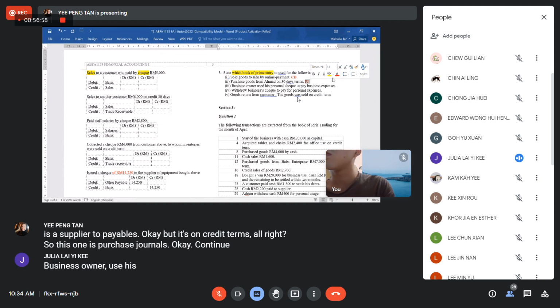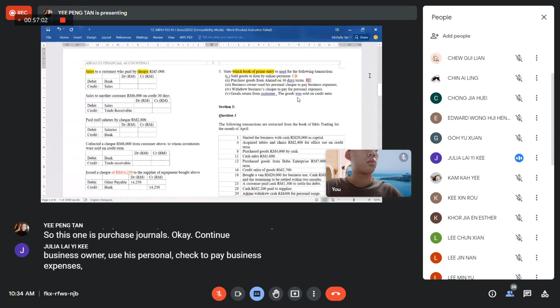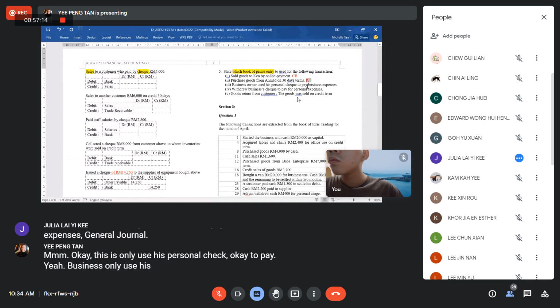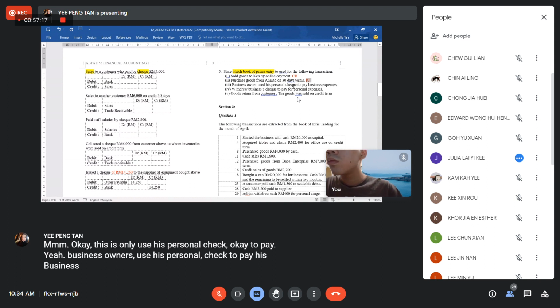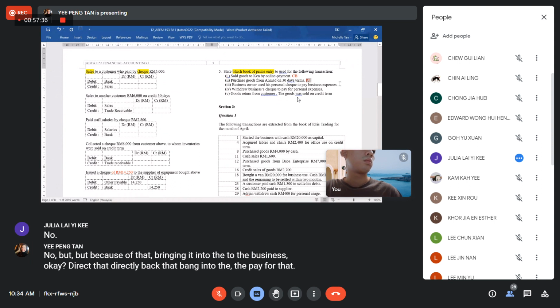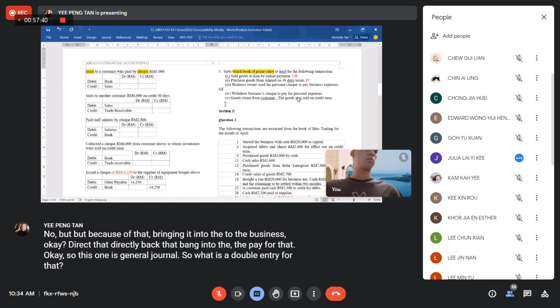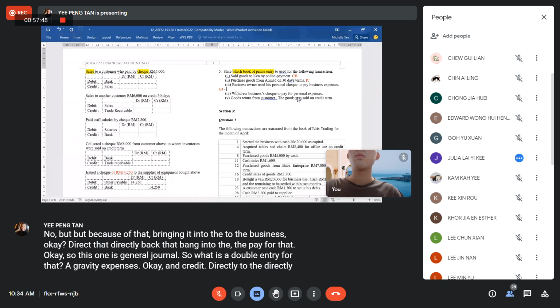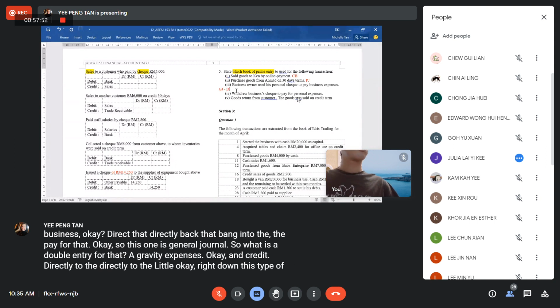Business owner uses his personal check to pay business expenses. General journal. Okay, so this one, does it involve cash? No, but because they are bringing it into the business, paying directly for that, this one is general journal. So what is the double entry for that? They are debiting the expenses and crediting directly to the capital. Okay, write down this double entry: debit business expense.